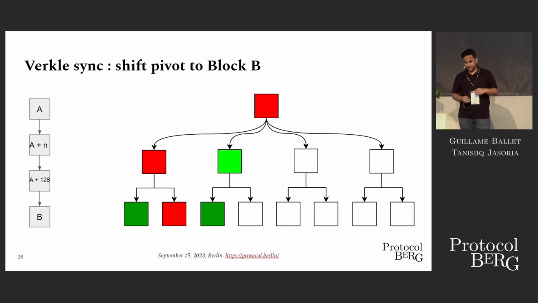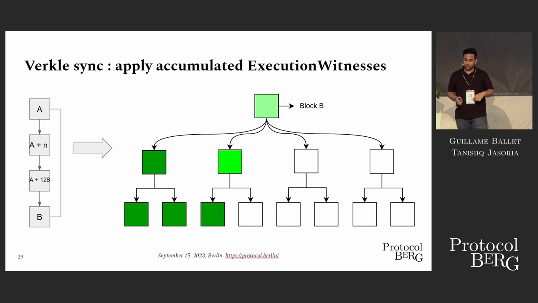But in Verkle sync, if you remember, there is some additional data inside the block: proofs, pre-state, and post-state. So we can effectively use the post-state. Post-state is, if you execute a block, it contains all the key-value pairs that were modified, with the modified values in the block. So you can directly use the post-state to update the tree instead of querying individual nodes from the network.